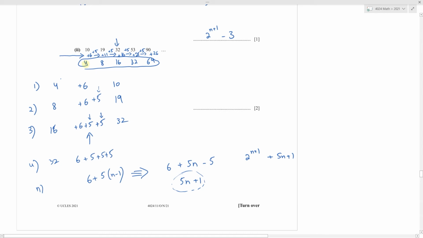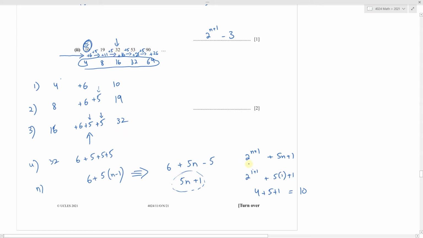So for the first term, let's calculate the first term of this sequence, which is 10. So first term, I'll put n equals to 1. So this will become 2 power 1 plus 1 plus 5 into 1 plus 1. So this is 2 power 2, which is 4, plus 5 plus 1, which is 10. So you got the first number of the sequence by substituting n equals to 1. Similarly, if you substitute any other number here, so if you substitute 3, you'll get 32.